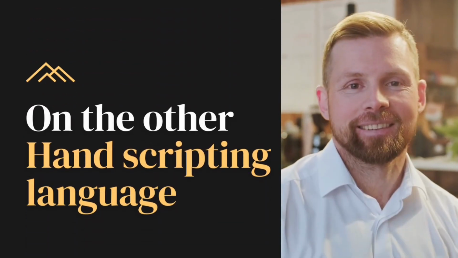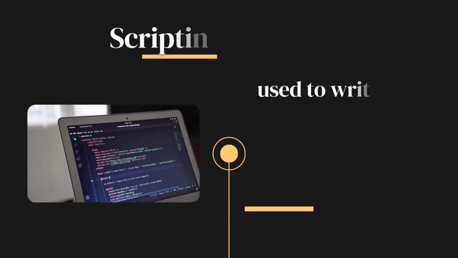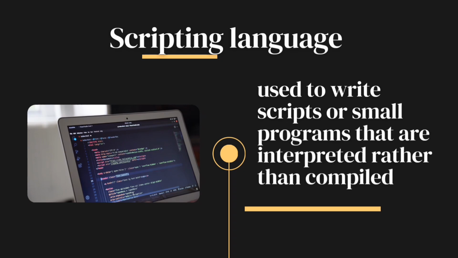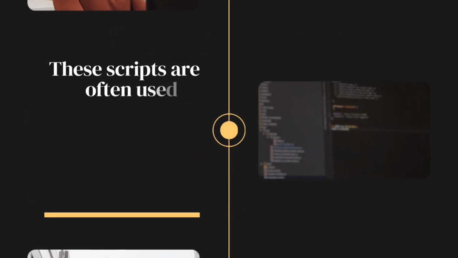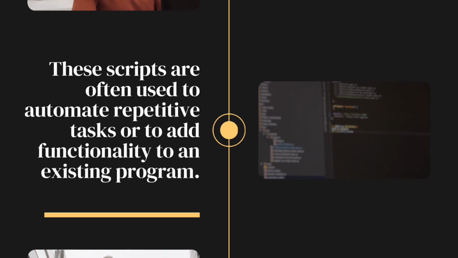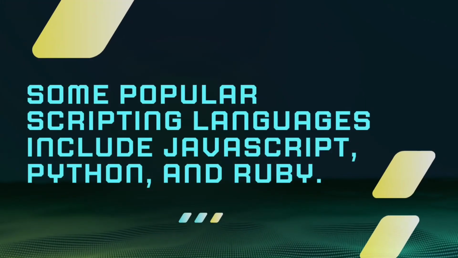On the other hand, a scripting language is a language that is used to write scripts or small programs that are interpreted rather than compiled. These scripts are often used to automate repetitive tasks or to add functionality to an existing program. Some popular scripting languages include JavaScript, Python, and Ruby.